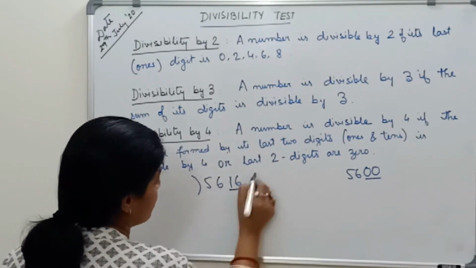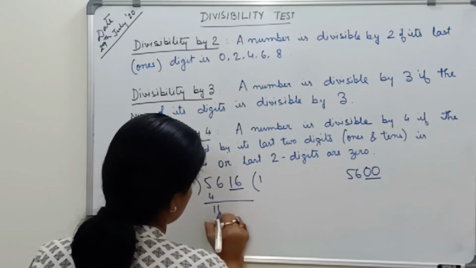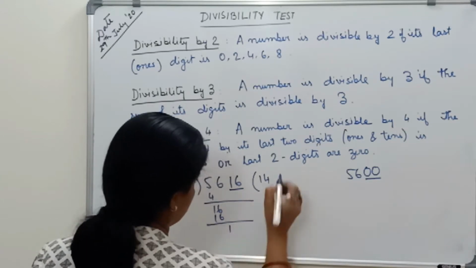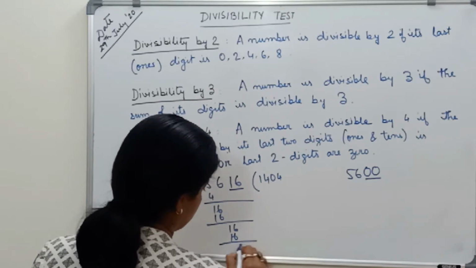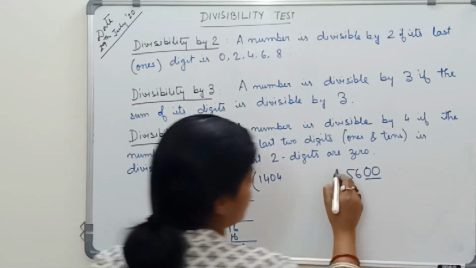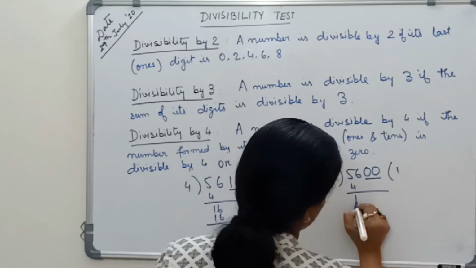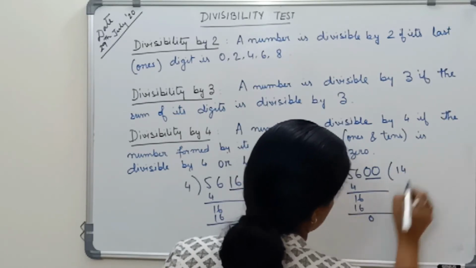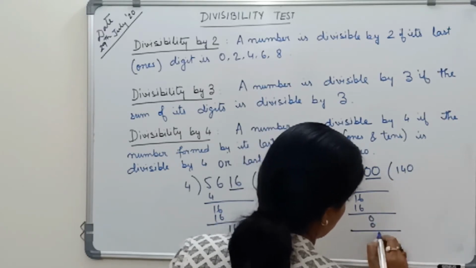So let us check whether it is divisible by 4 or not. 4 ones are 4, then 16. 4 4s are 16. So there is no remainder. So this is exactly divisible by 4. Let us check this one. 4 ones are 4. Then 16, 4 4s are 16. And coming 0, not going. Then again one more 0.